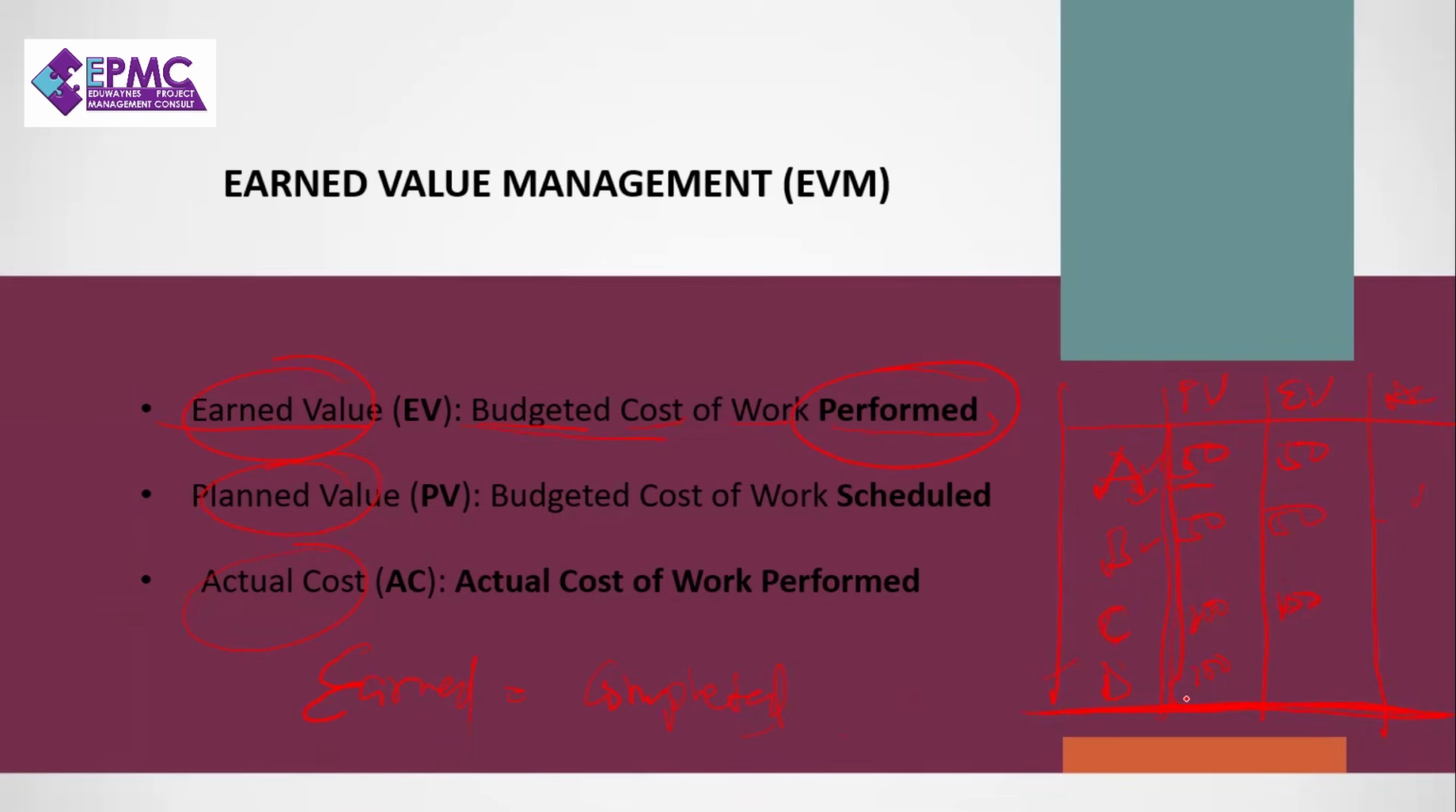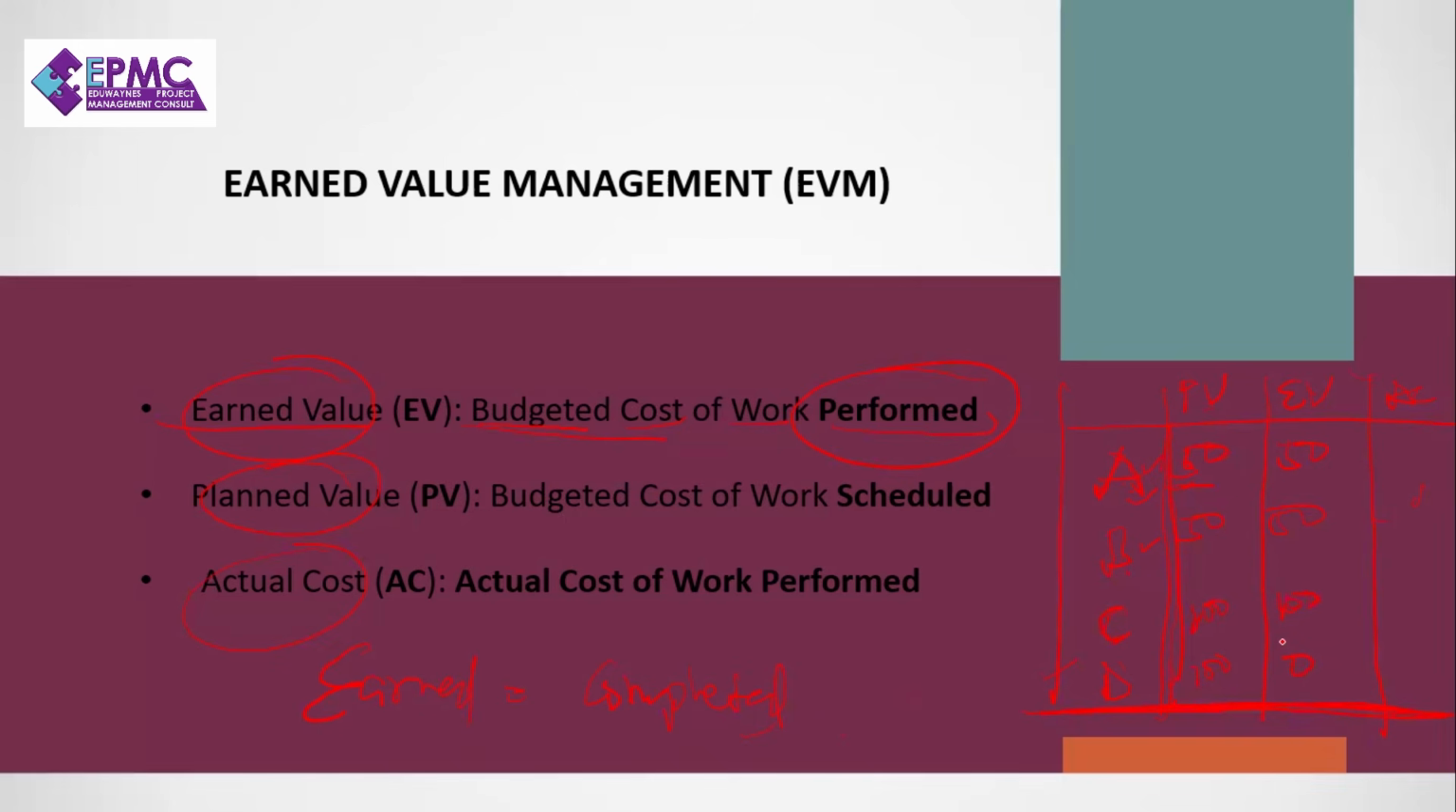You got here, D wasn't done. So D is planned to be performed, planned value 100, but has it been completed? No. Has it started? No. So 0. Level of completion, 0. Level of completion for C, 100%. So we have the full amount being earned. But here, 0.